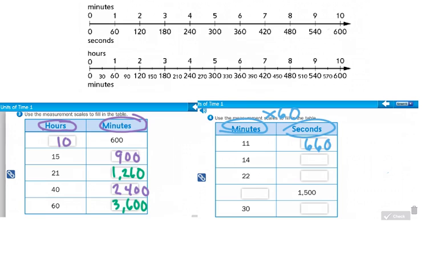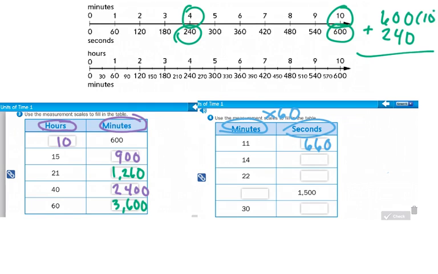14 would be the same as taking 10 and 4. So 10 minutes is the same thing as 600 seconds, and 4 minutes is 240. This represents the 10 minutes. This represents the 4, which is 14. Add those together, and you get 840 seconds.